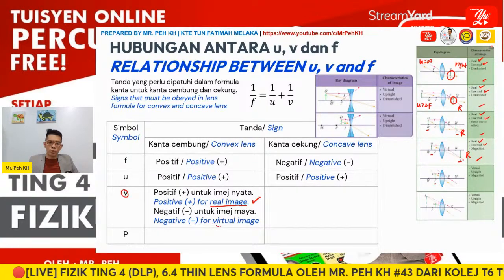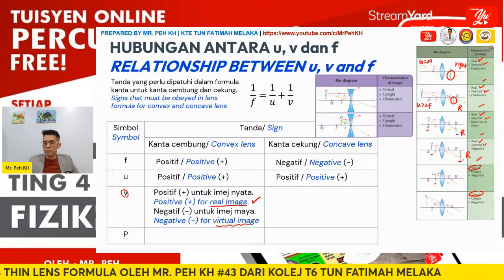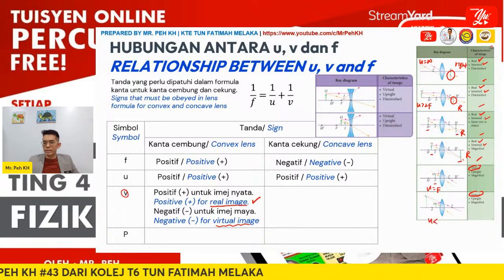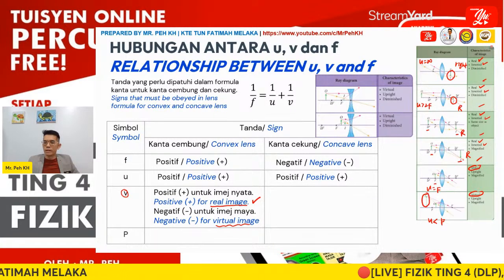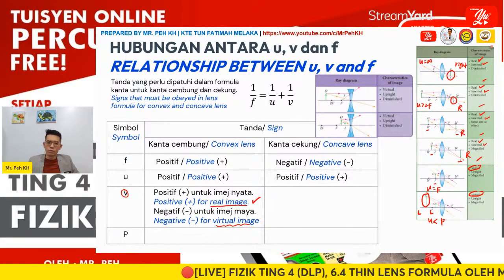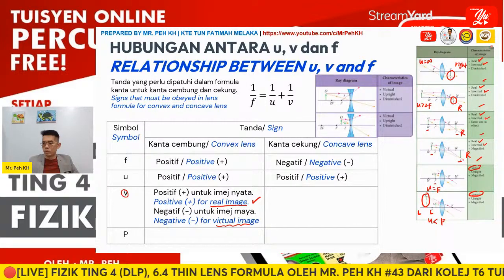Okay, so when the image becomes virtual, it will be at the last two here, where U equals F and U is less than F. You can see the image is at the left side, which is together with the object. So this will be showing negative in the calculation already.